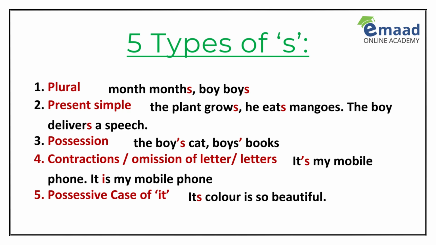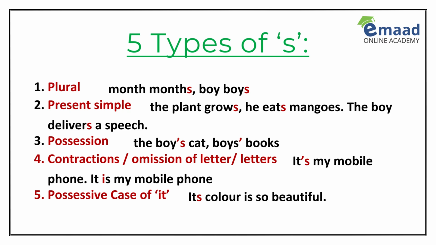The first S that we use is to make the plural of a word. So we have month and months, boy and boys. Especially the mistake is where to use S with an apostrophe and where to use it without. So in this first type of S, you should not add an apostrophe and only use S.